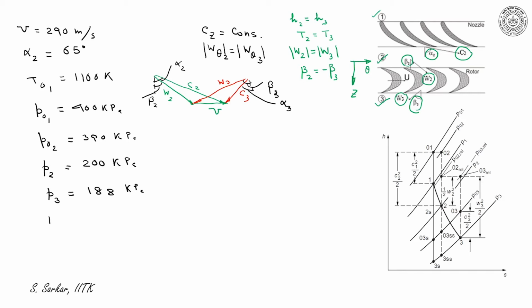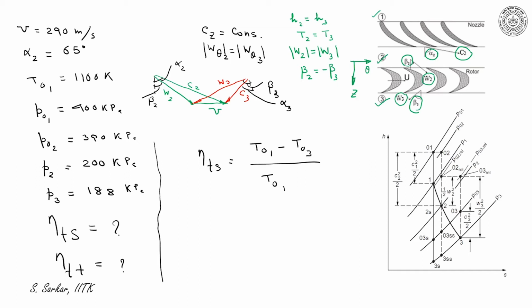We'll have to evaluate eta total to static and eta total to total. By definition, these are the quantities which are given. Now by definition, eta total to static is T01 minus T03 divided by T01 minus T3s. That means with respect to the static condition at exit.